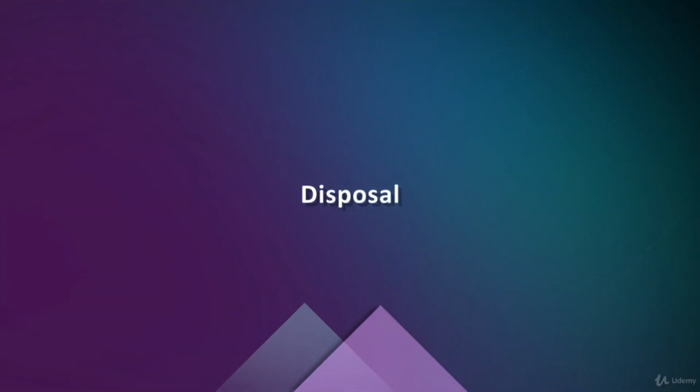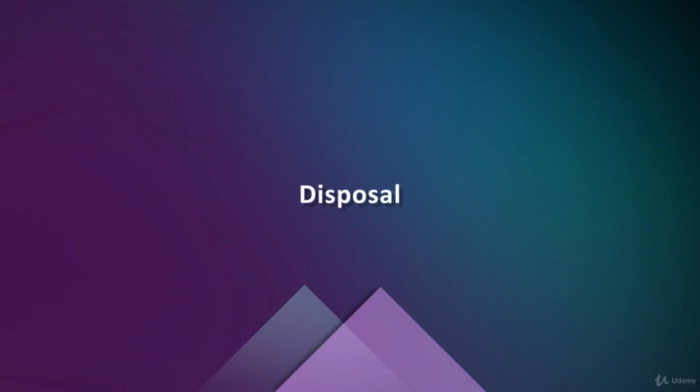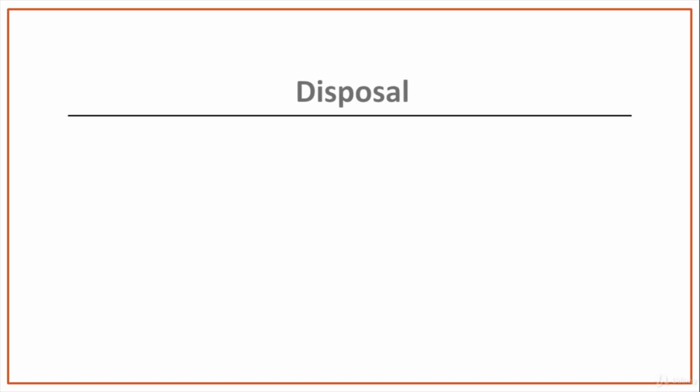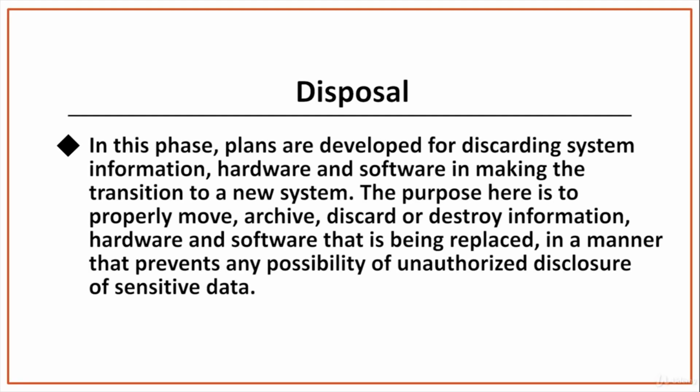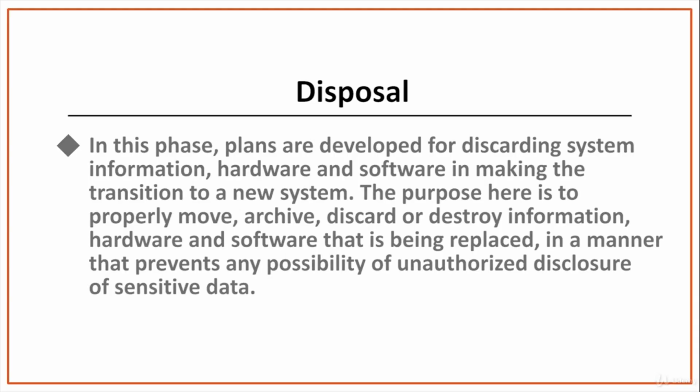Disposal. In this phase, plans are developed for discarding system information, hardware, and software in making the transition to a new system. The purpose here is to properly move, archive, discard, or destroy information, hardware, and software that is being replaced in a manner that prevents any possibility of unauthorized disclosure of sensitive data.